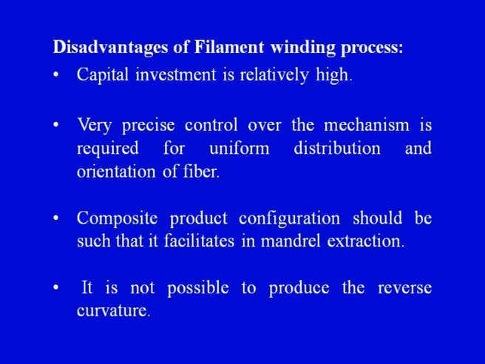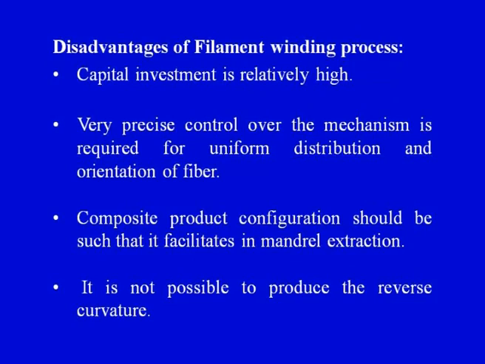So, this is one of the advantages that we can have a control, but in order to exercise this control, sometimes it may become difficult because it will depend upon the viscosity of the resin that we are using, it will depend upon the fiber tension, it will depend upon a number of other parameters. So, the precise control of the process is also equally important. So, if we are not able to precisely control the process, then it will become one of the disadvantages of the filament winding process. Composite product configuration should be such that it facilitates in mandrel extraction.